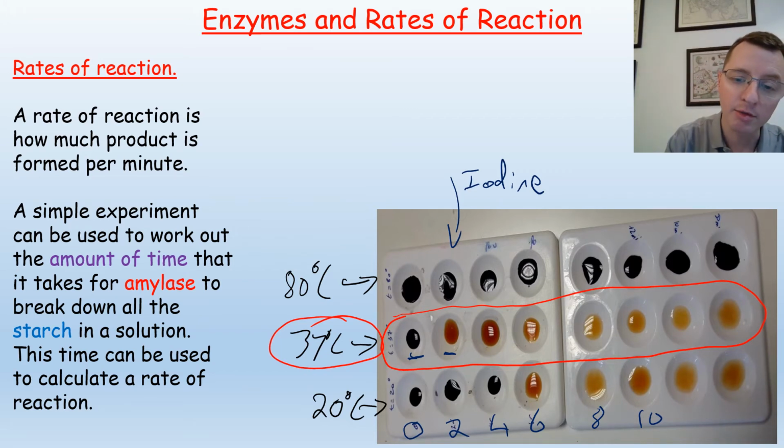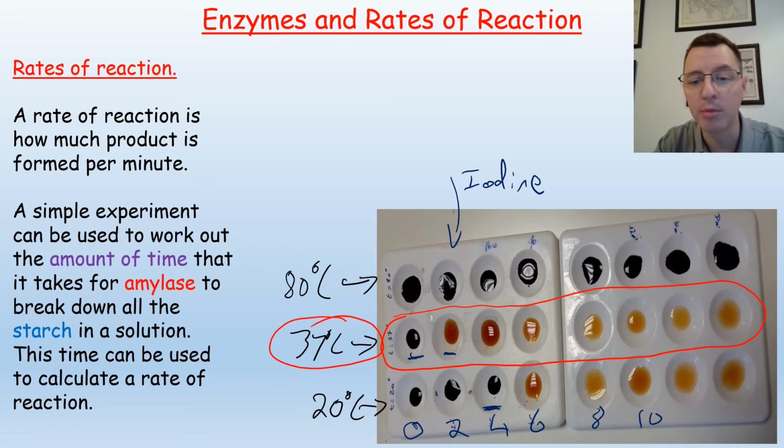But at 20 degrees, even at 4 minutes, we still have the blue-black colour. There's still starch present in the solution. It takes between 4 and 6 minutes for all of that starch to be broken down. Now, we don't know exactly how long. We can only say that by 6 minutes there was no starch left. So we know that it took between 4 and 6 minutes for all the starch to be broken down.